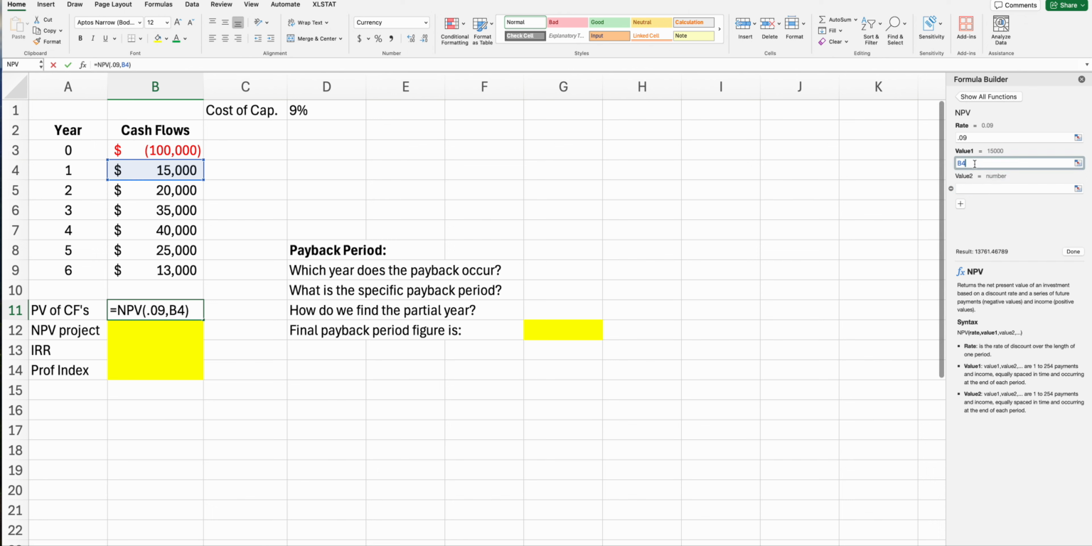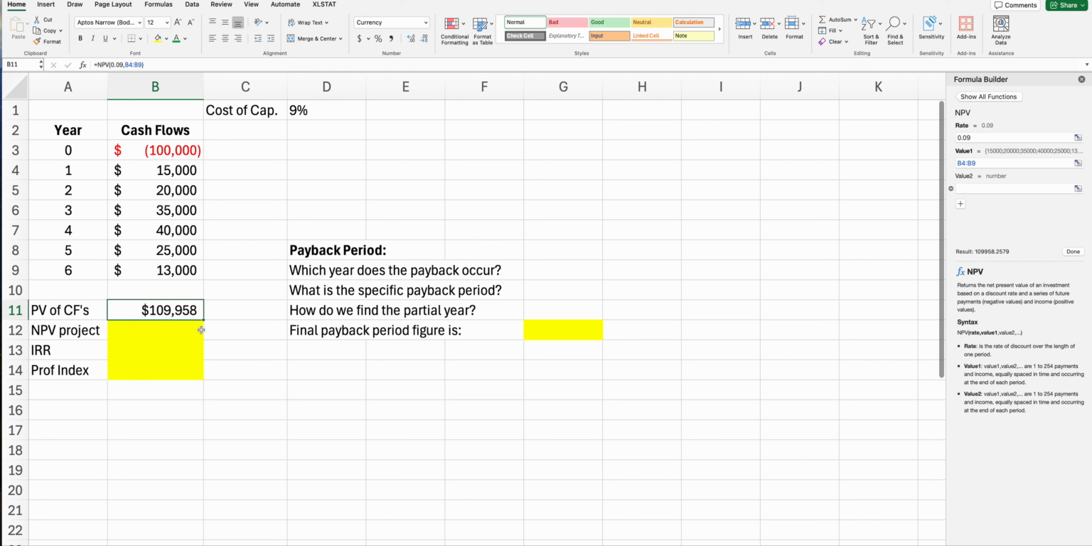But the most efficient way to input a range of cash flows is just to utilize the first value field and highlight the range of values. So this will use cell references. So in this case, B4 to B9. So highlighting all the future cash flows in that first value box. And that's the quickest way to get our net present value of those cash flows.